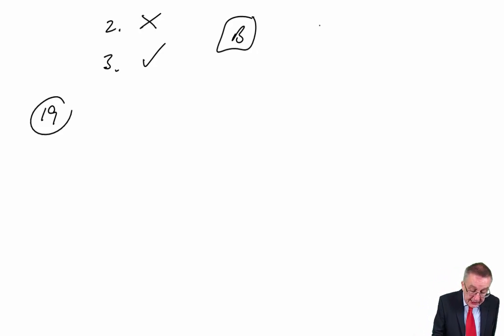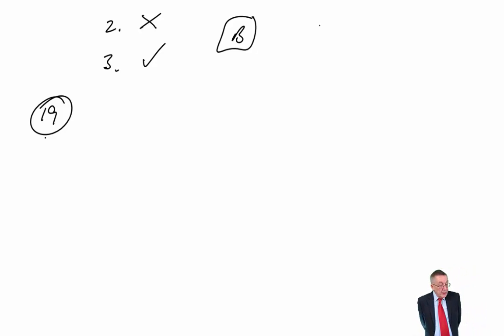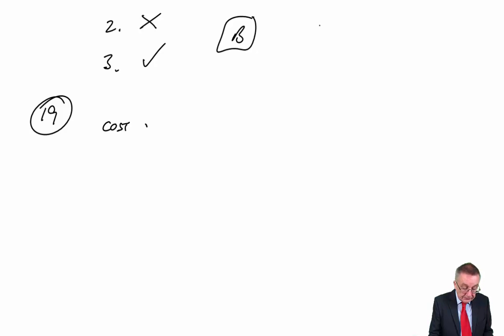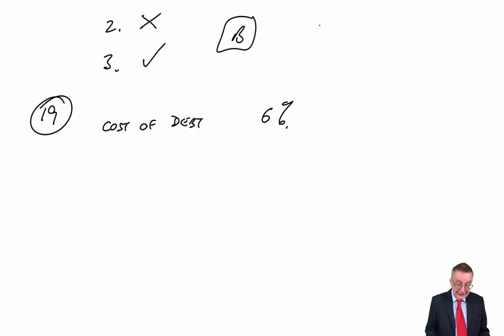Nearly there, number 19. What is the after-tax weighted average cost of capital of GFV? Well, the weighted average, the weighting of cost of equity and cost of debt. So here on a market value basis, which is what we always use for the weighting, GFV is financed 70% equity, 30% debt. The after-tax cost of debt is 6%.